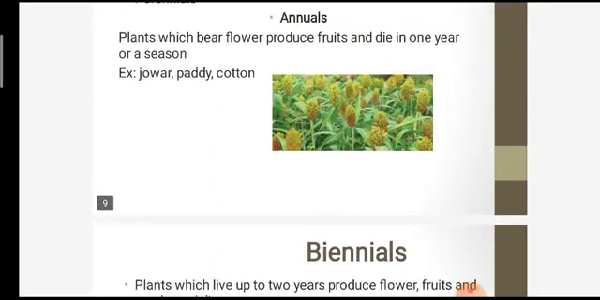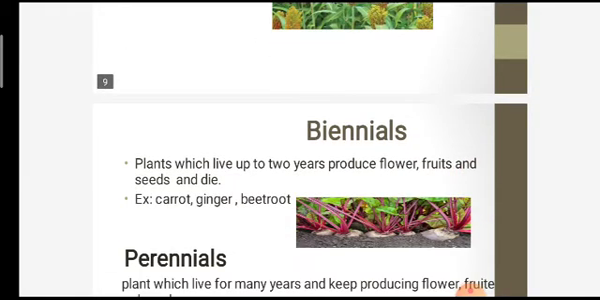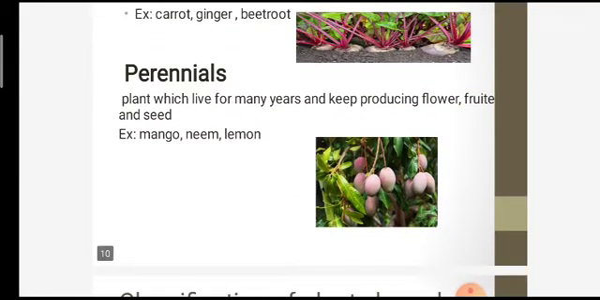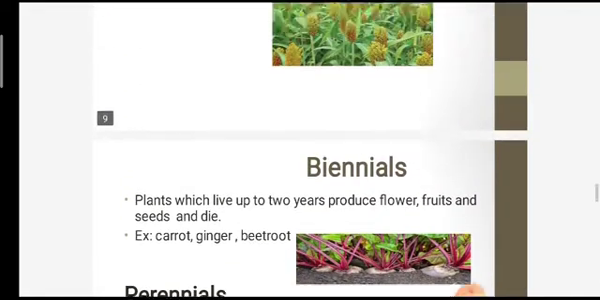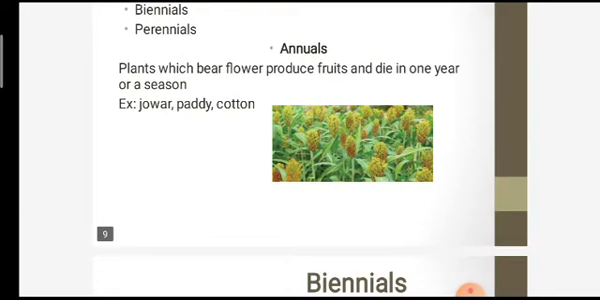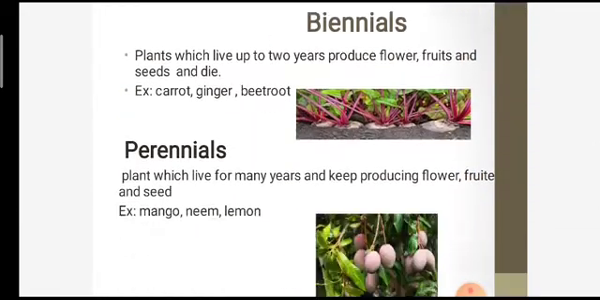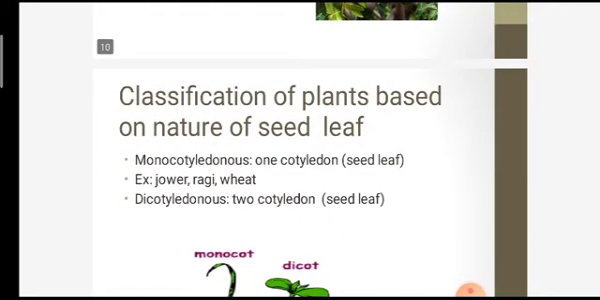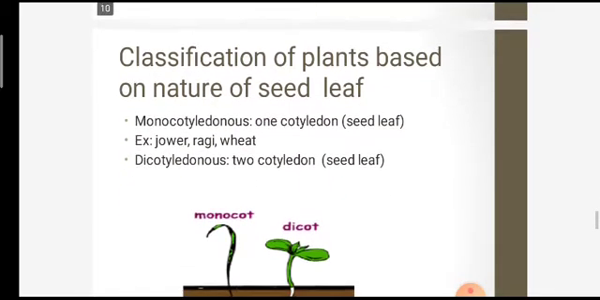See, annuals examples are jowar, paddy, cotton. Biennials examples are carrot, ginger and beetroot. Perennials examples are mango, neem and lemon. These are the characteristics based on their lifespan, how long they live. Okay, understood? Then plants are classified on the nature of the seed leaf.